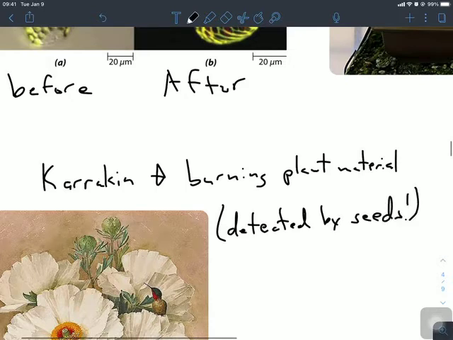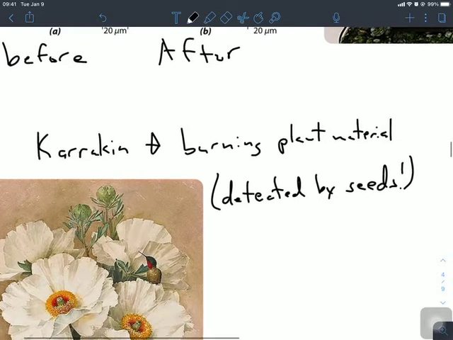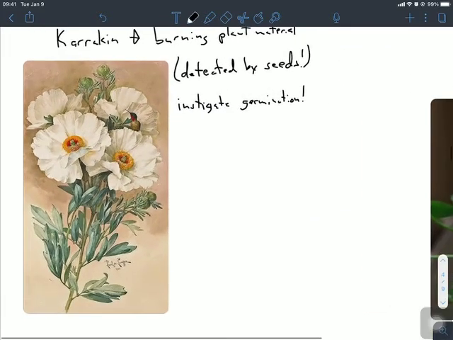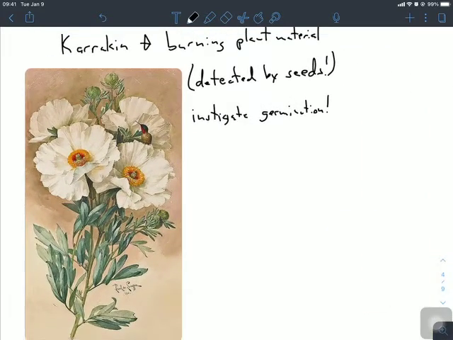Because if the seed is going to detect the fact that a fire has just come by, it might be a great time to instigate germination. Because everything around you has just burned. There's no ground cover. You don't have to compete for sun as a resource.